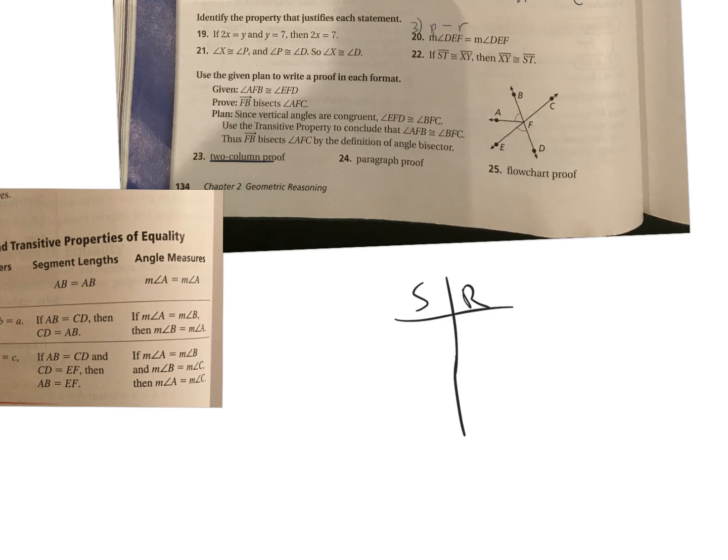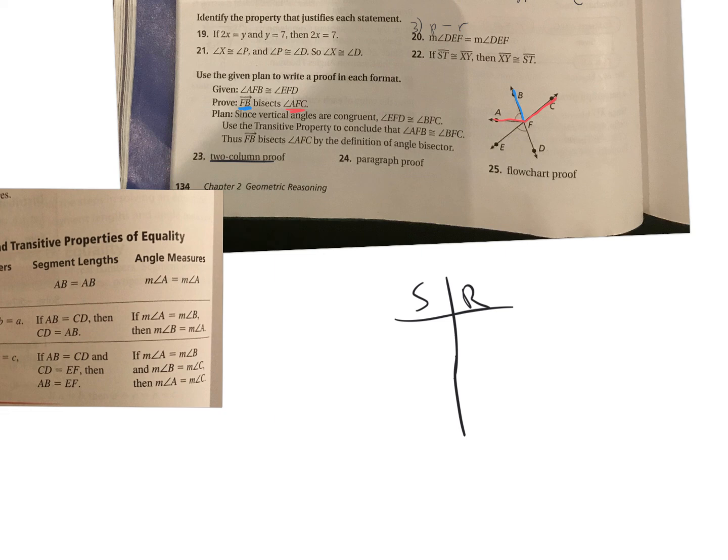Now before we begin, let's kind of wrap our head around what's going on. Given angle AFB is congruent to angle EFD, okay, they kind of labeled that for us. We want to prove that FB bisects angle AFC. We want to prove that FB, which is in blue, bisects angle AFC.